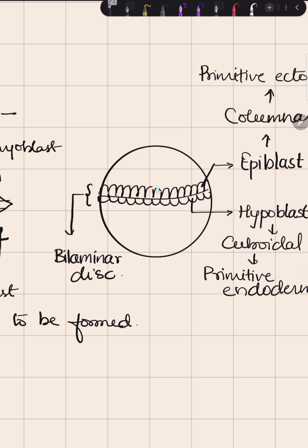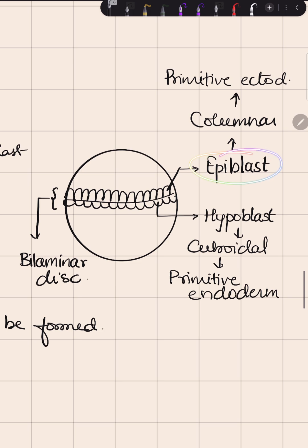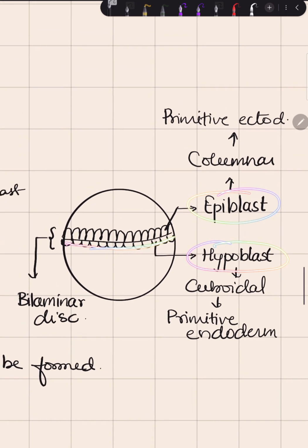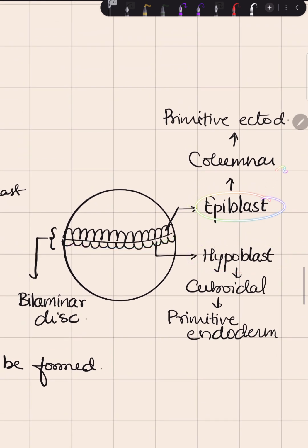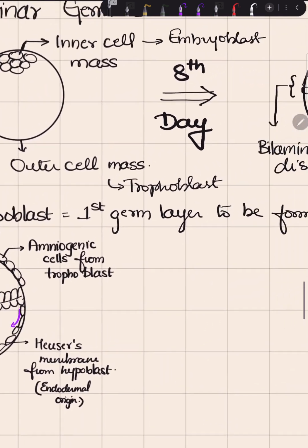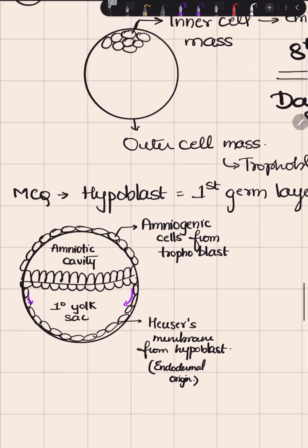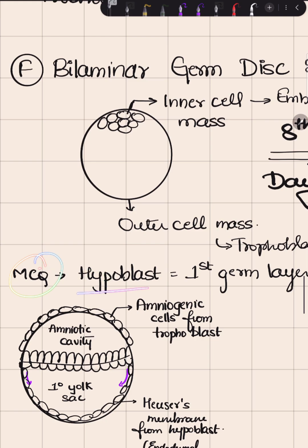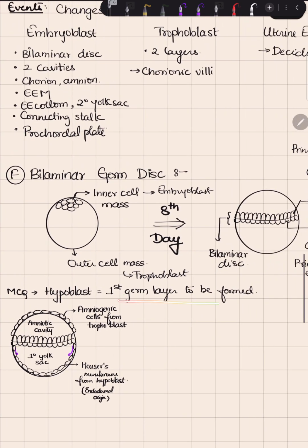The upper columnar layer, this one, is called the epiblast, and the cuboidal layer below is called the hypoblast. The epiblast is of columnar cells, it is the primitive ectoderm. The hypoblast is of cuboidal cells, it forms the primitive endoderm. So this is the bilaminar germ disc. Now we'll come to the formation of the 2 cavities. They can ask an MCQ: hypoblast is the first germ layer to be formed.